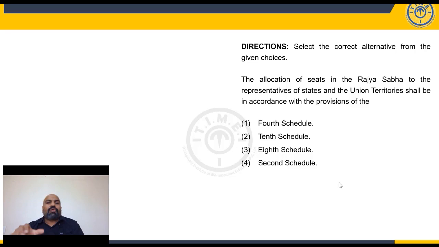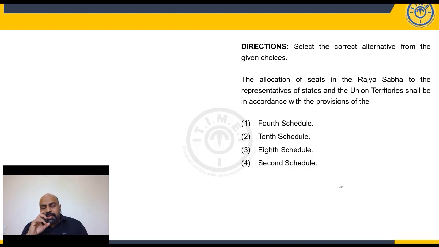Both the center and the states can make laws. But in case of a conflict, the parliamentary laws will be held supreme. From there, the 8th schedule lists the names of 22 scheduled languages. The 9th was the first schedule added to the constitution after it was inaugurated. It was inaugurated in 1951, my friends.